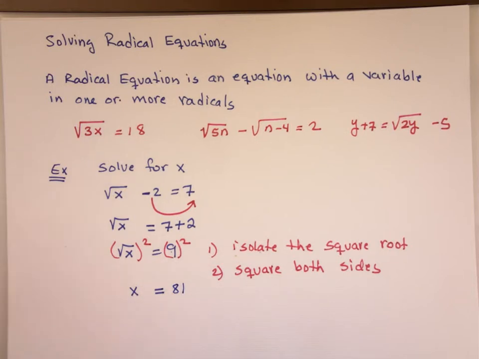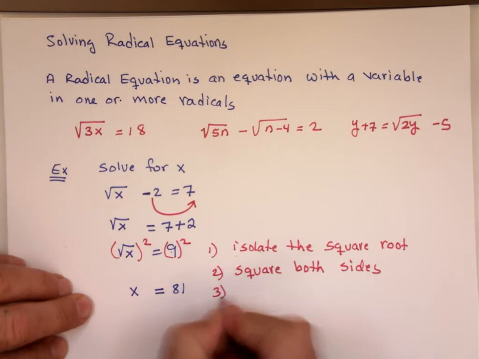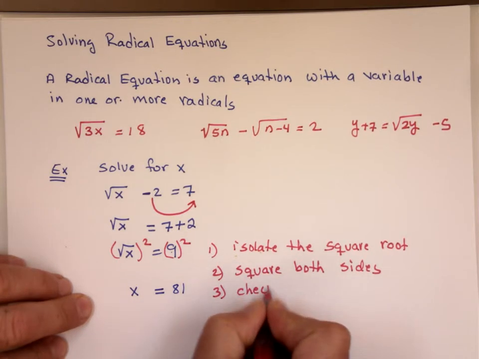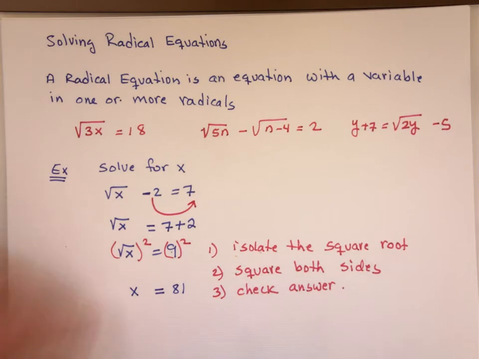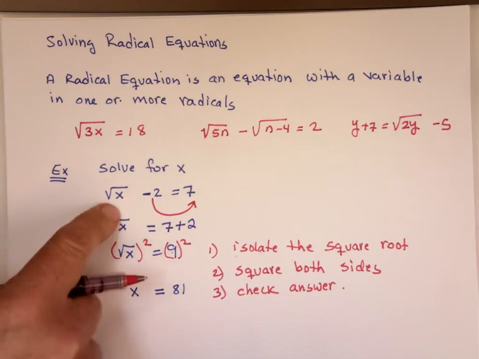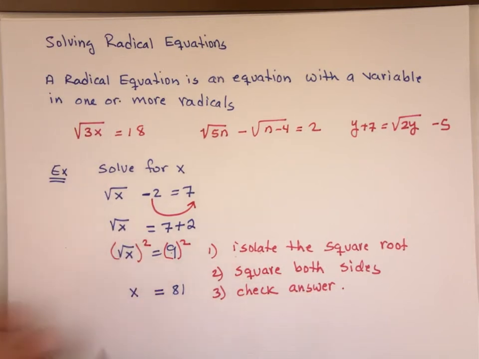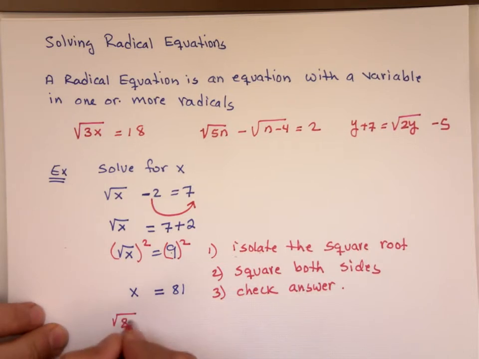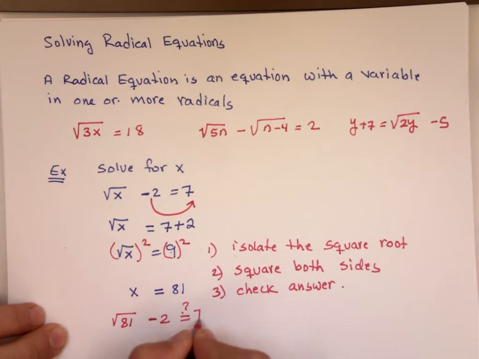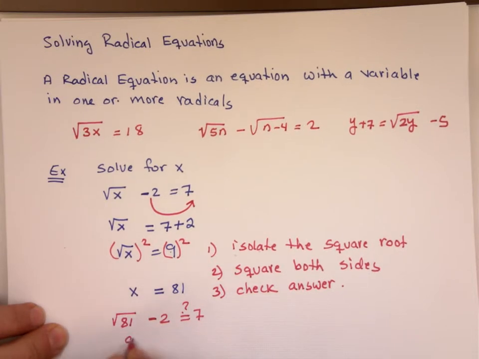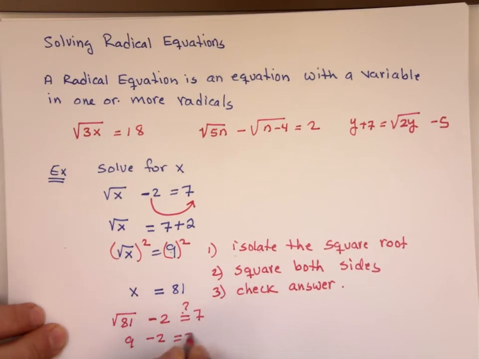And step number 3, finally, is really check your answer. So if I take the 81 and plug it in, what is the square root of 81? 9 minus the 2, does that equal 7? Square root of 81 is 9. 9 minus 2 is 7. So yes, it does work.